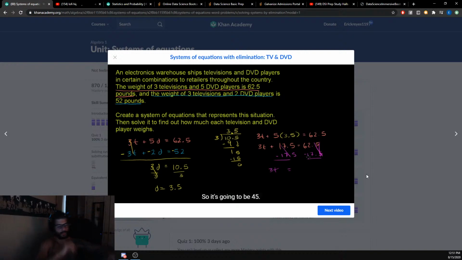Another 10, so it's going to be 45. So this is going to be equal to 45. Now you can divide both sides of this equation by 3, and we get t is equal to 15. So we've solved.